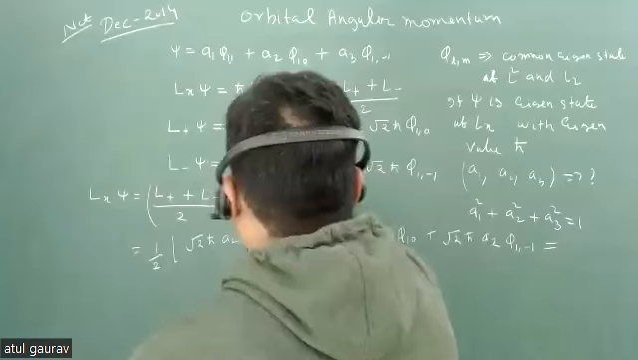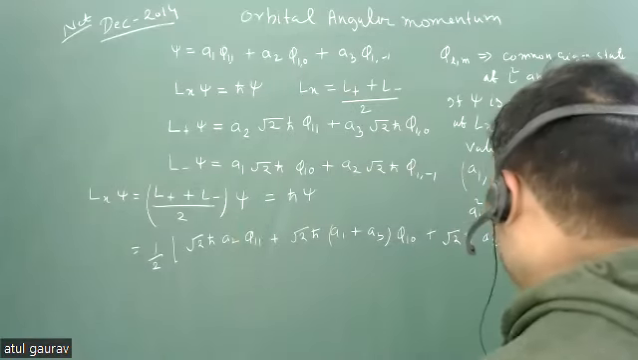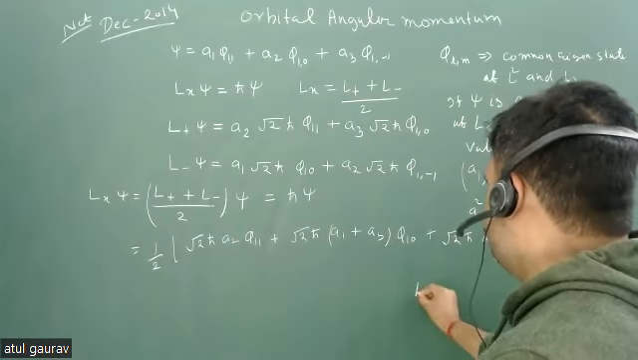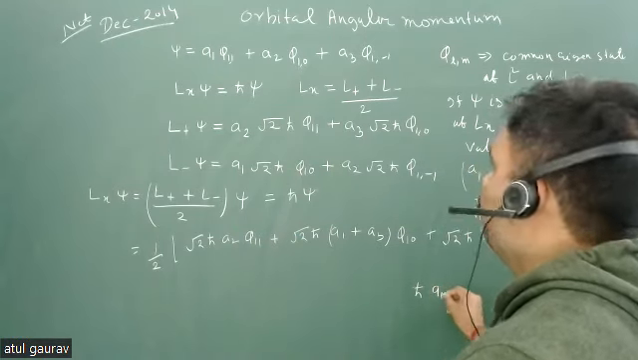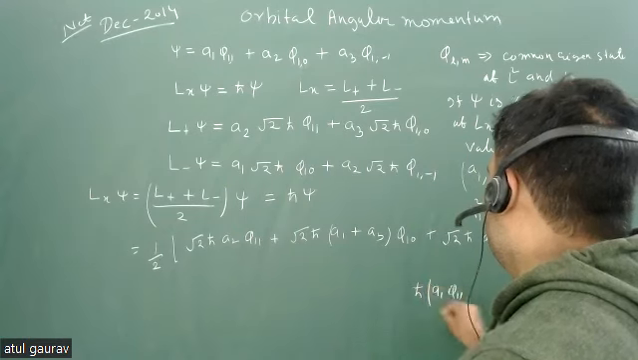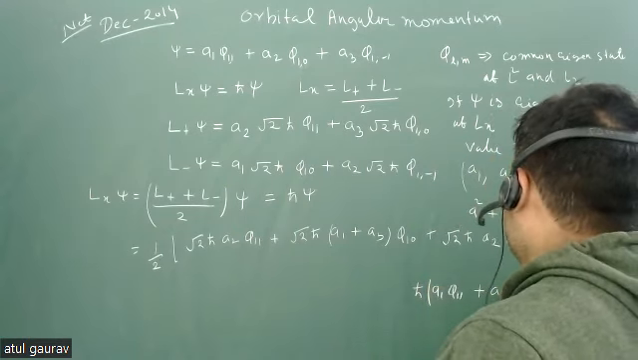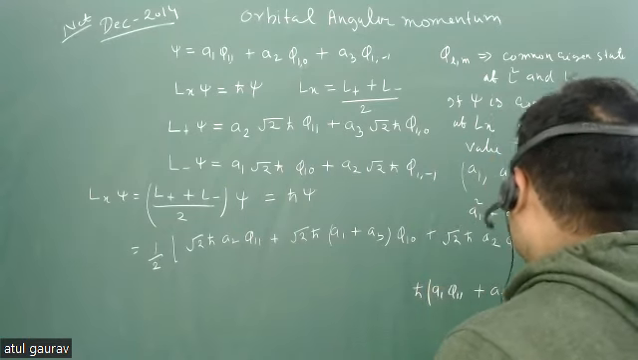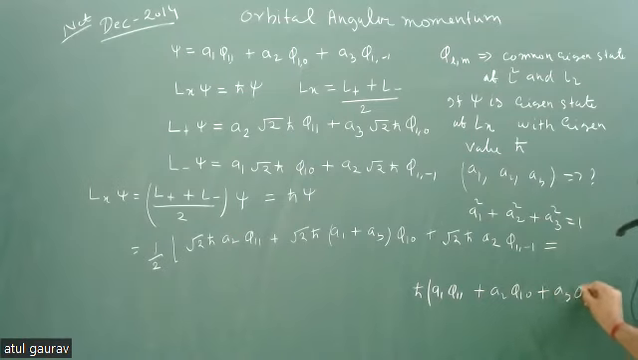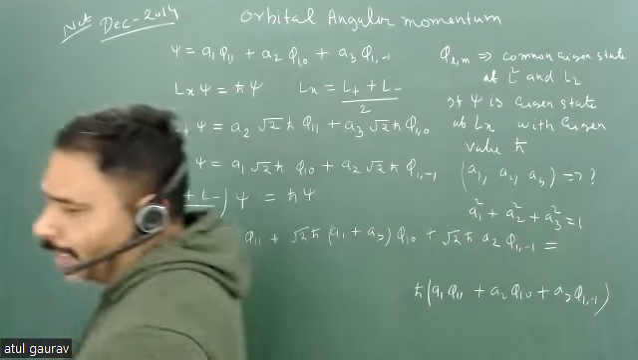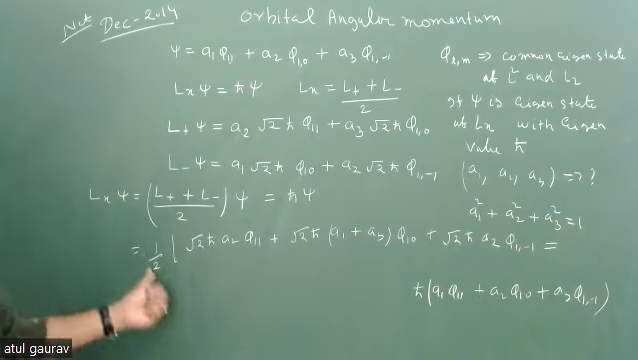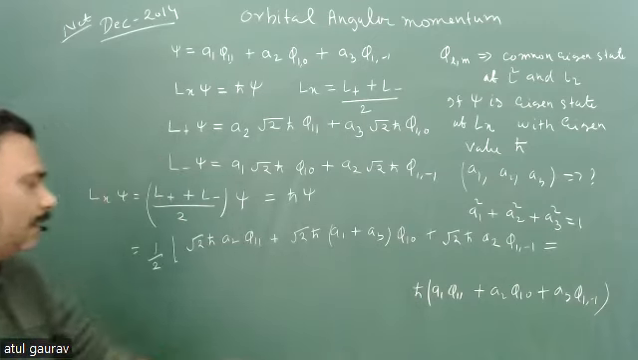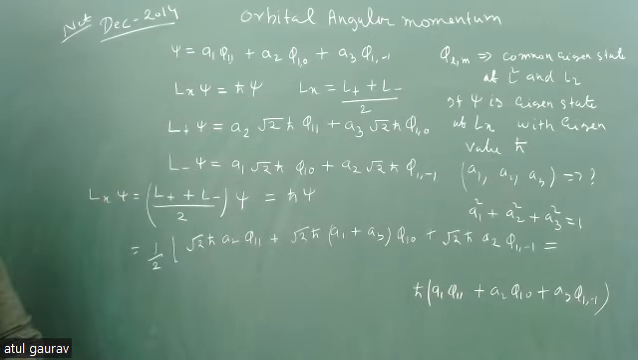H cut psi, isn't it? So this value is equivalent to H cut. And what is your psi? A1 pi 1 1 plus A2 pi 1 0 plus A3 pi 1 minus 1. Now, what next? You can take this 2 here. You can cancel H cut. What next?